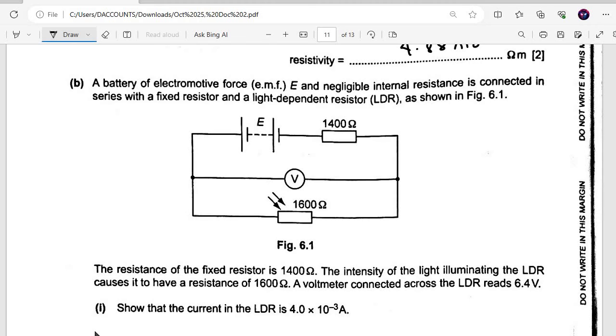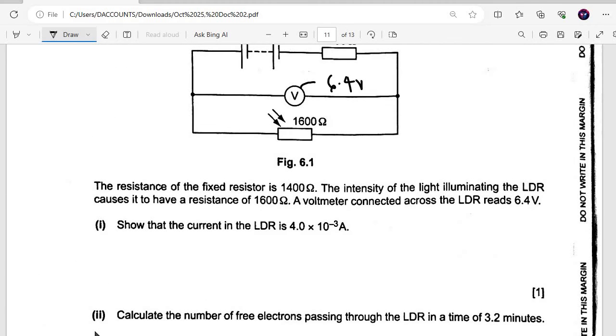A battery of EMF E has negligible internal resistance and is connected in series with a fixed resistor and a light dependent resistor. The resistance is 1.4, and the light dependent resistance is 1600. The voltage across the LDR is 6.4 volts. So the voltmeter is connected across the LDR, not the fixed resistor. Show that the current in the LDR is this.